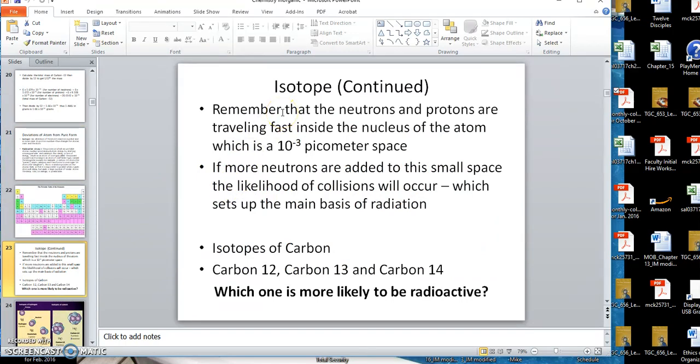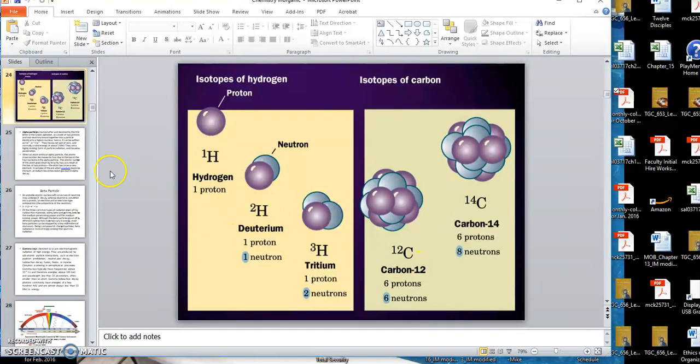So, as I alluded to, the neutrons are traveling around in this small space. And if you add more to that small space, the likelihood of collisions would occur. All right? So, when you add neutrons, as you recall, the atomic mass increases. So we have a carbon 12, carbon 13, carbon 14. My question is, which would be more than likely radioactive? Well, the larger it is, the more chance of collisions, to put it in a loose way. So definitely a carbon 14.